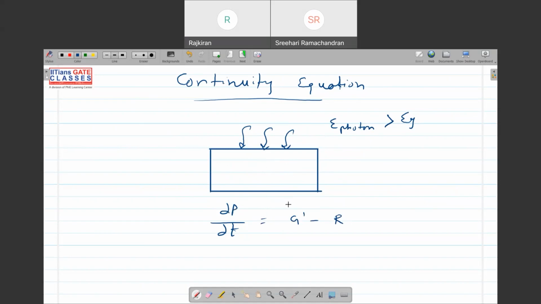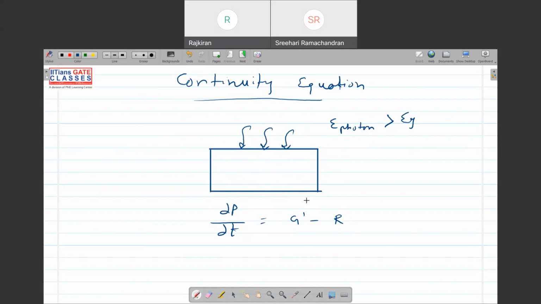Right. And since I am assuming that the carriers are generated all over the volume uniformly, there will not be any concentration gradient, so there will not be any movement of carriers inside the semiconductor, right or not? There will be no net movement of carriers, because they are generated uniformly throughout the semiconductor.